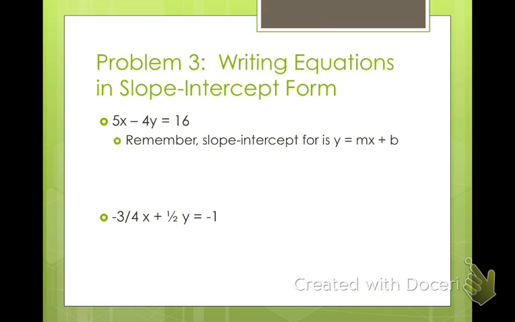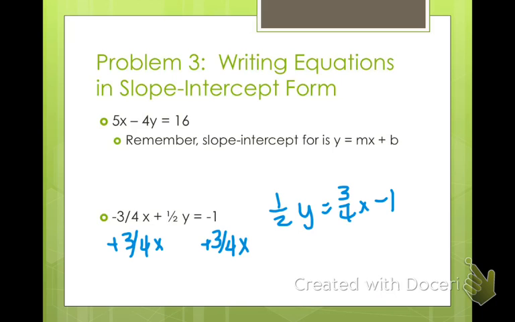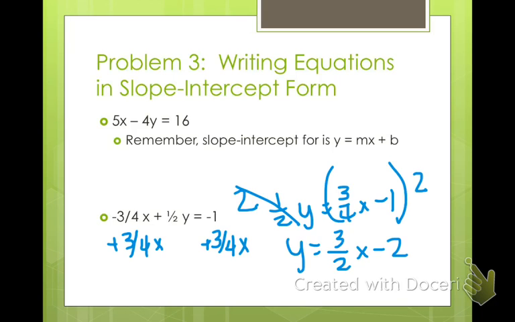Okay, go ahead and try this one. Okay, how would we get the y by itself? Multiply everything by 2. Make sure you multiply everything. These cancel, so I get y equals, excuse me, 3/2 x minus 2.